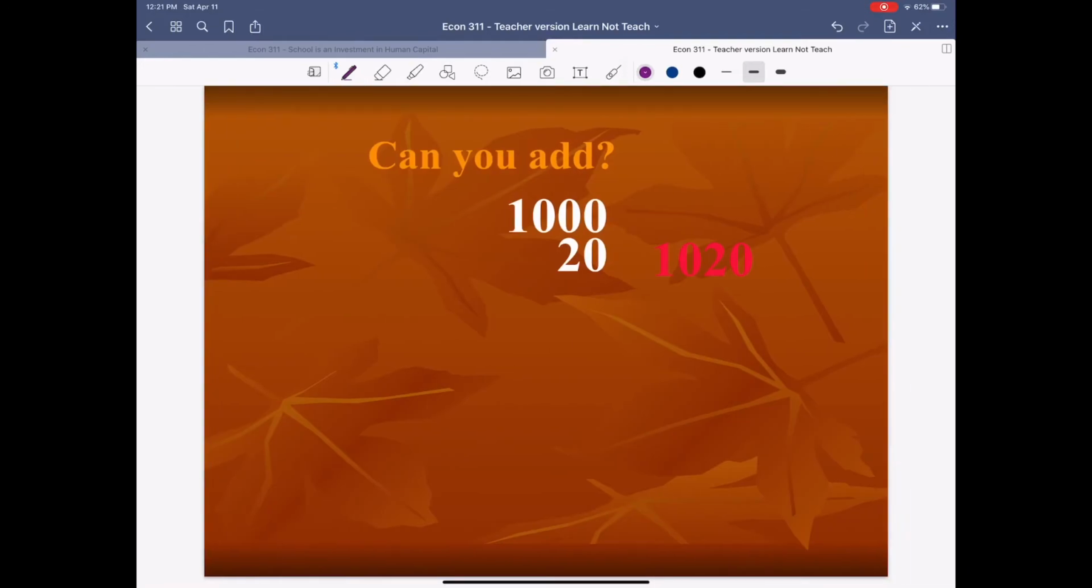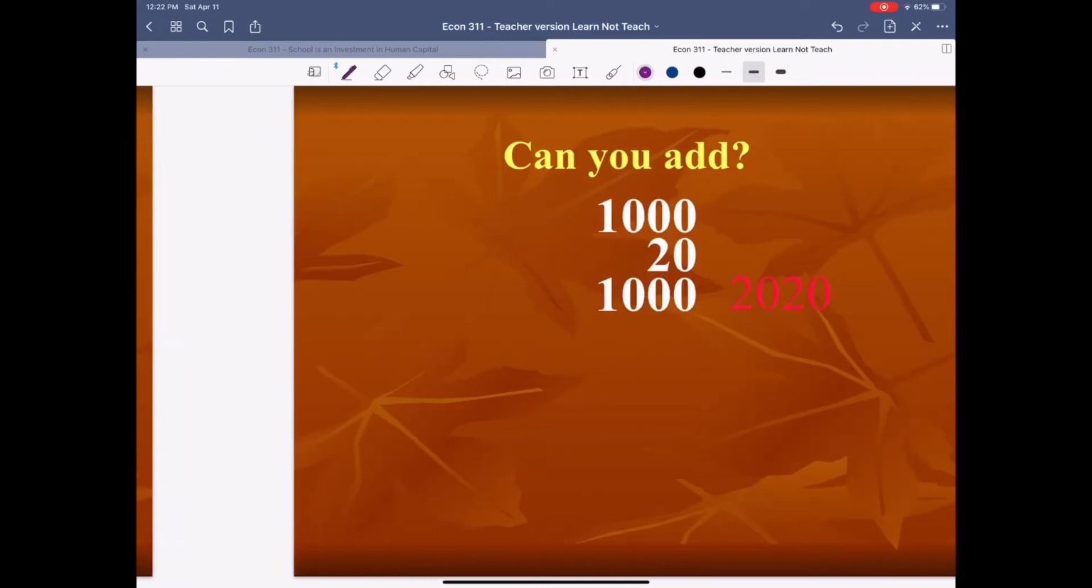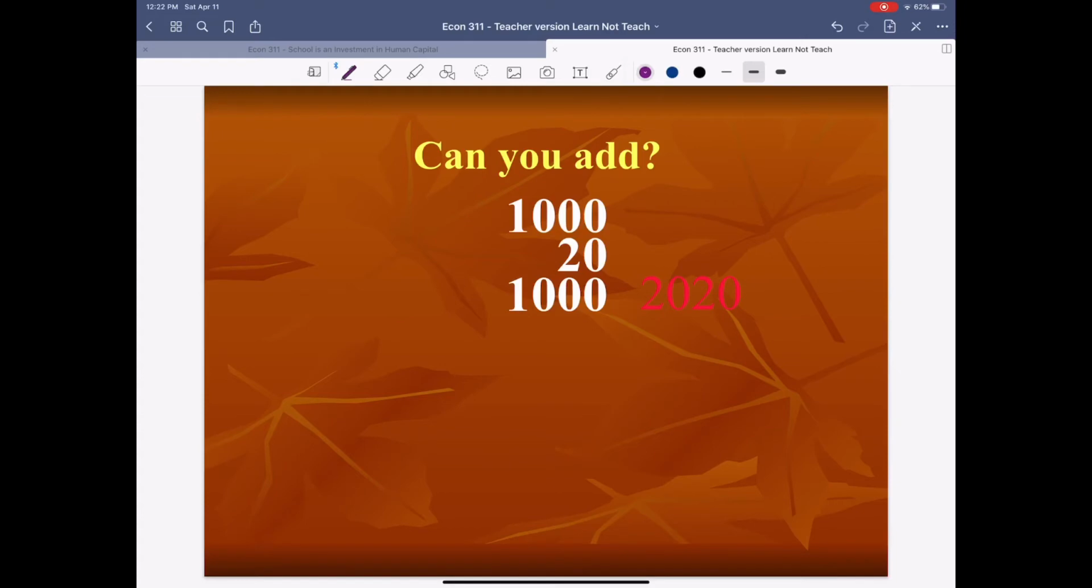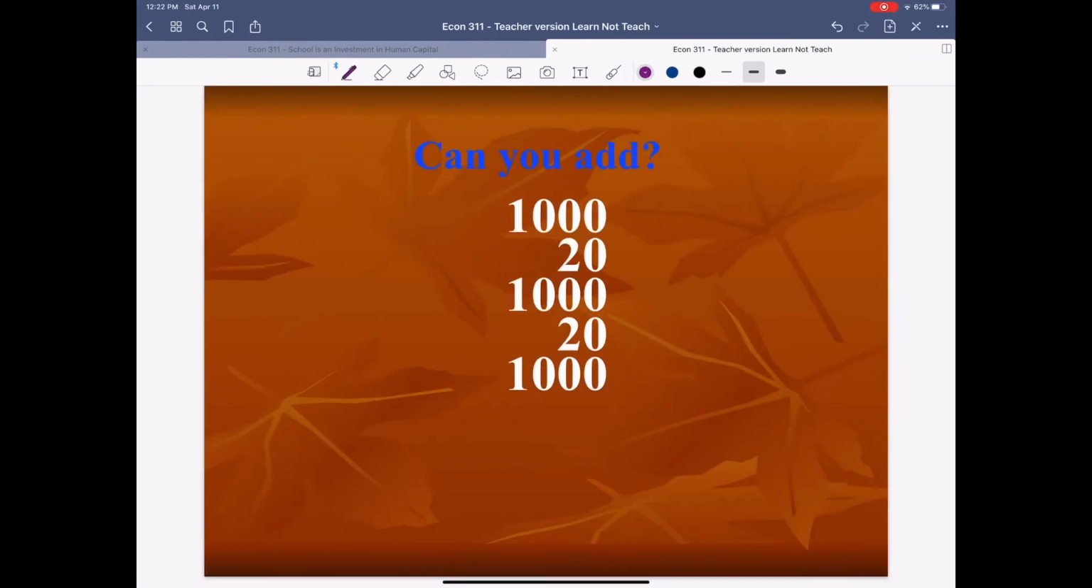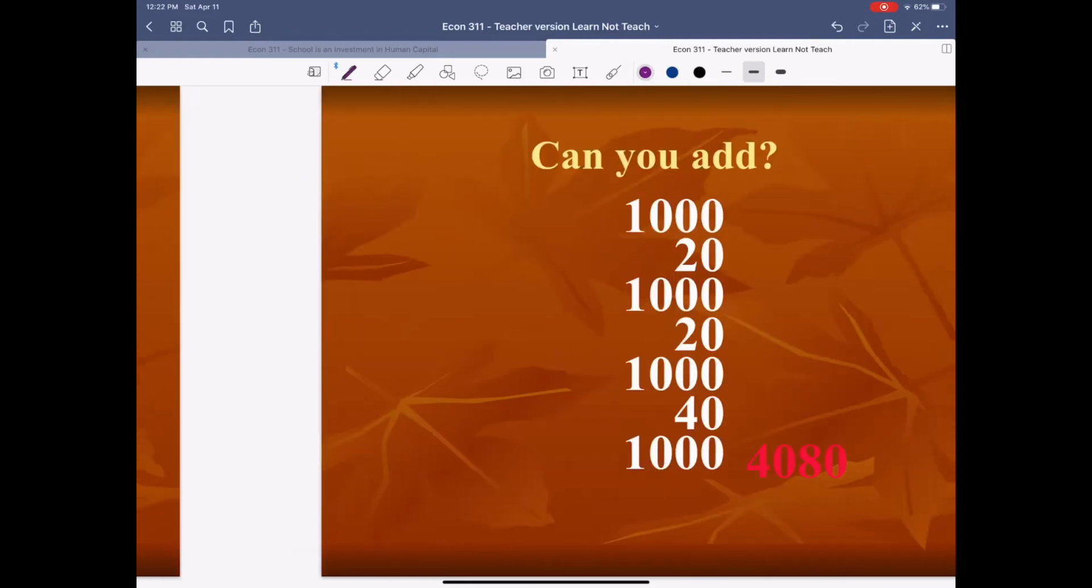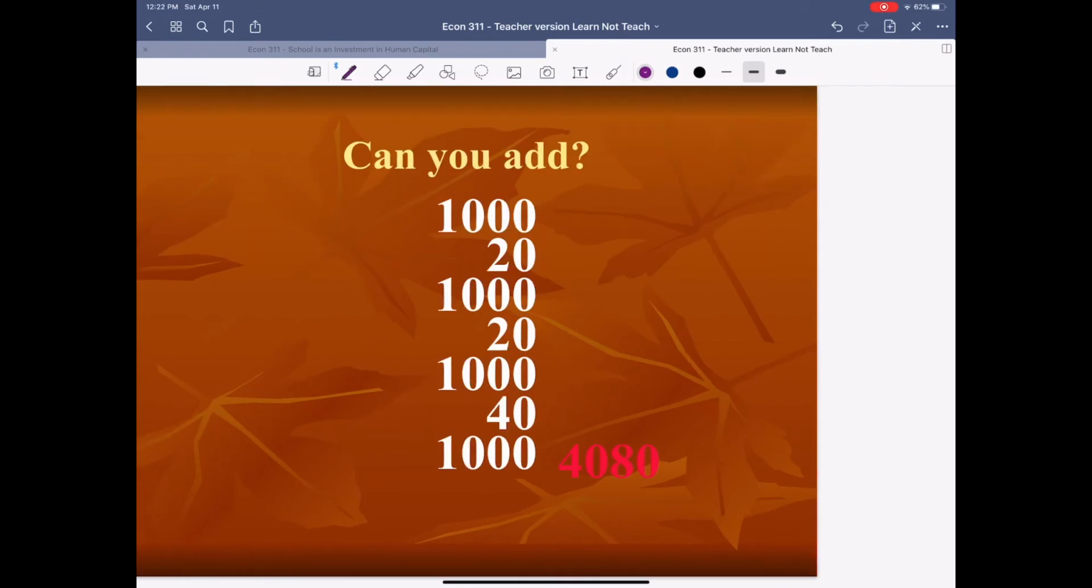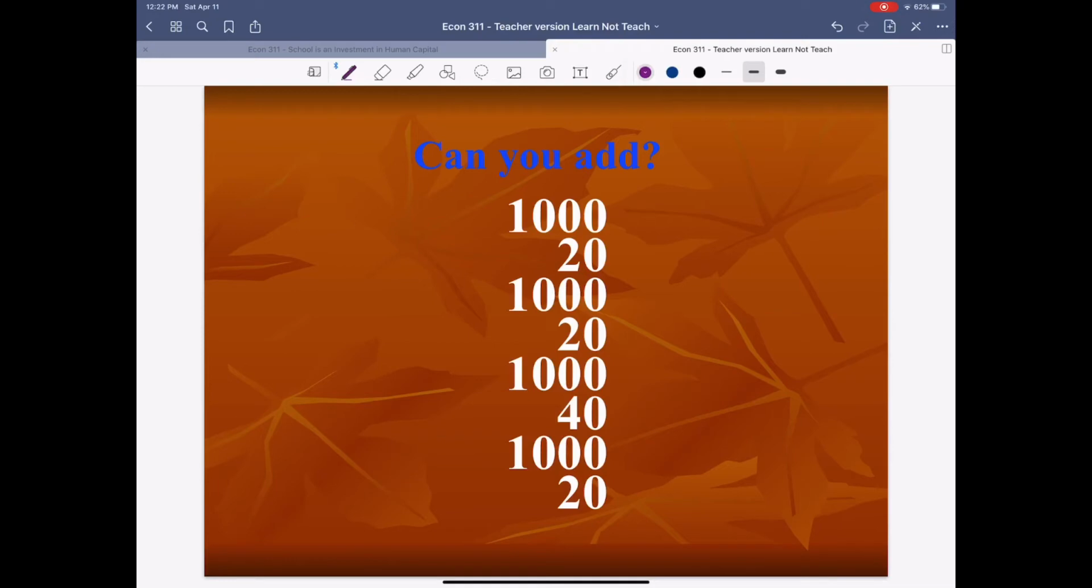And you should have gotten 1,020. Then add 1,000. So what do you get? 2,020, right? So let's add 20 more. 2,040. Add 1,000 more. 3,040. Add 40 more. 3,080. Add 1,000 more. 4,080. Add 20 more. And what do you get?